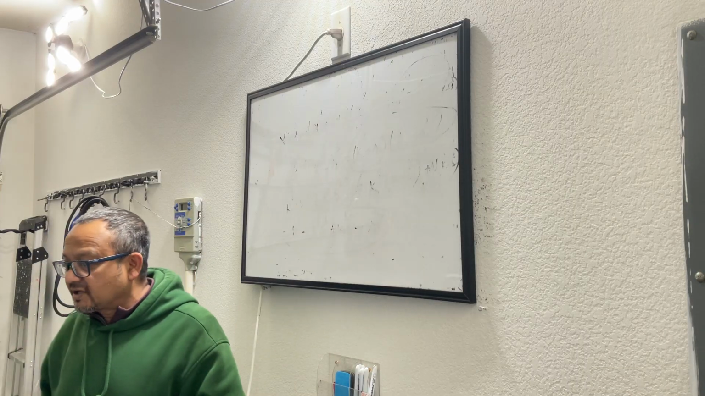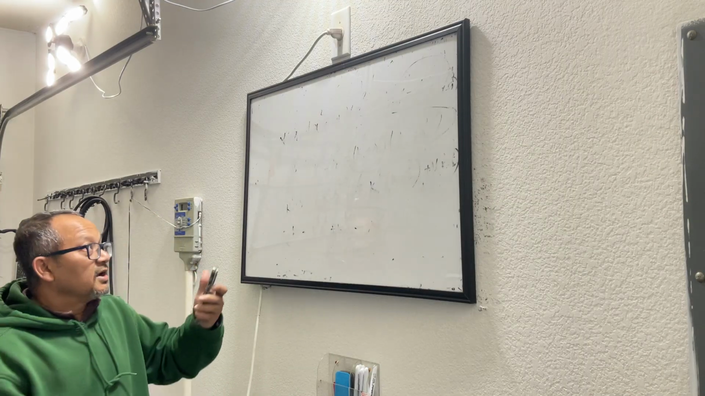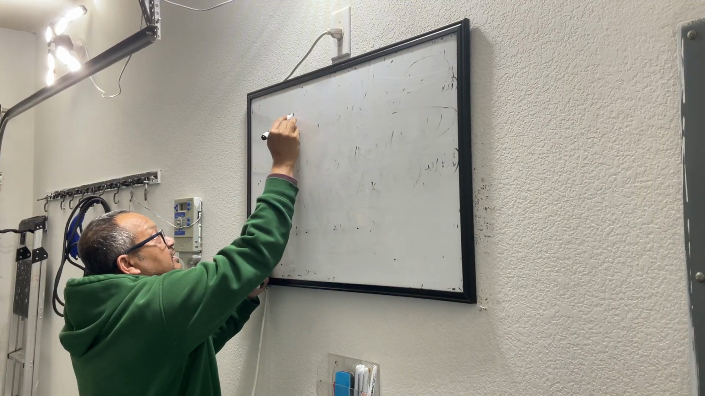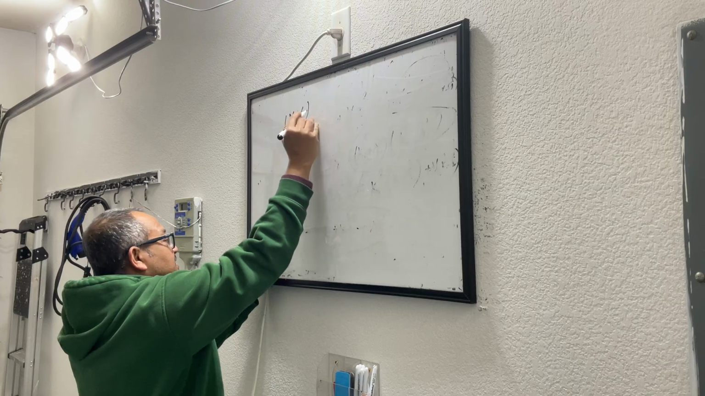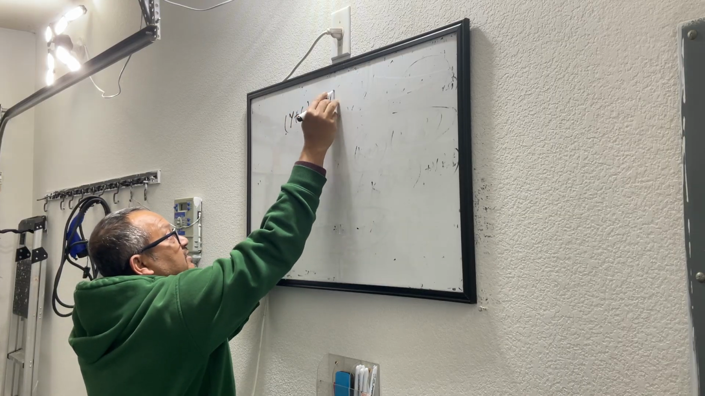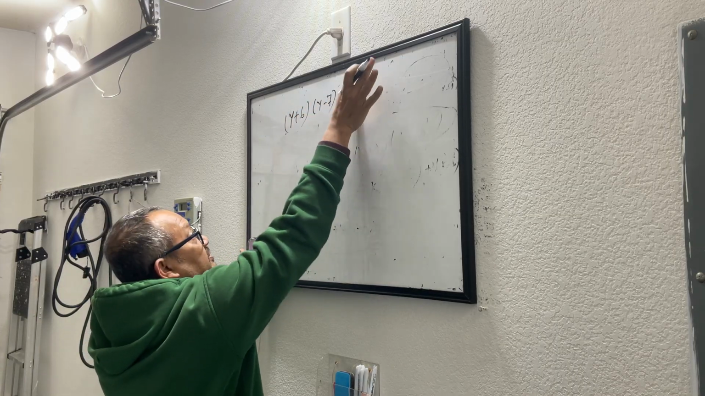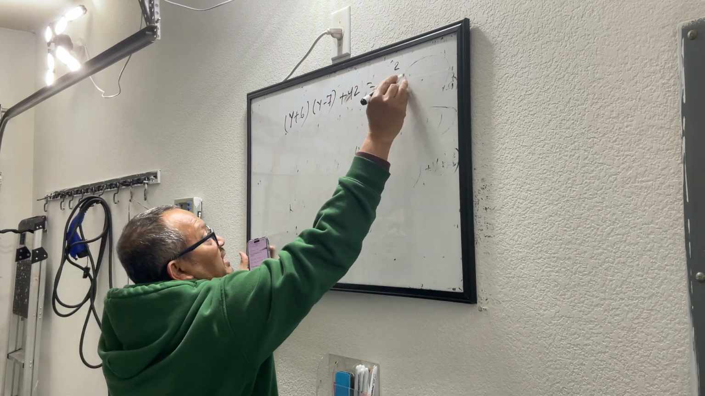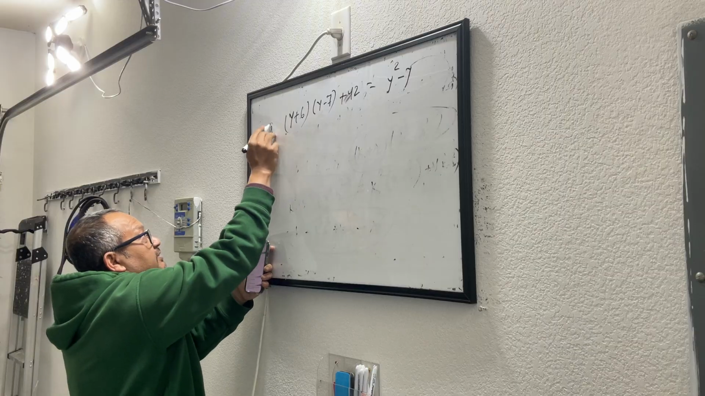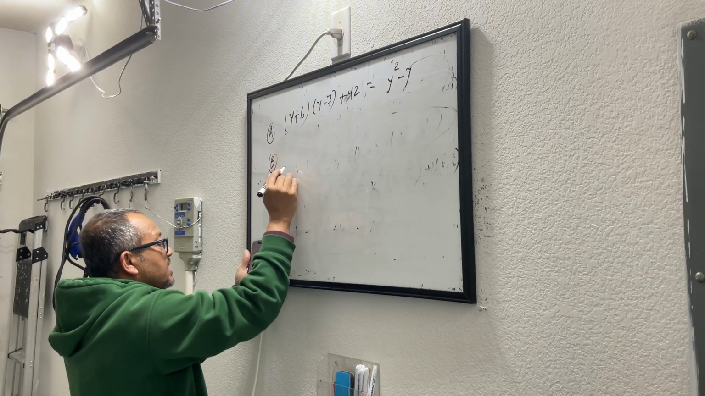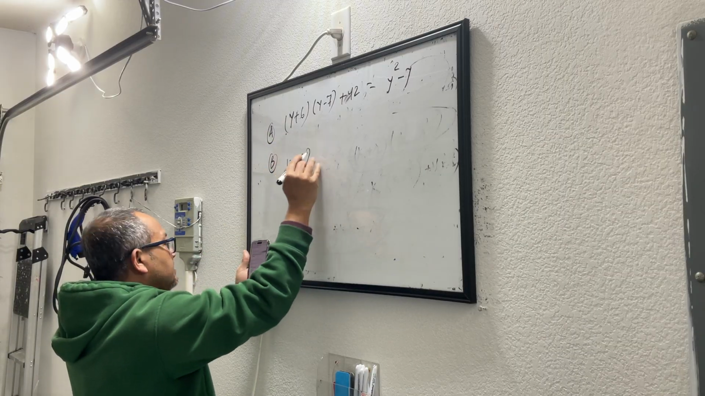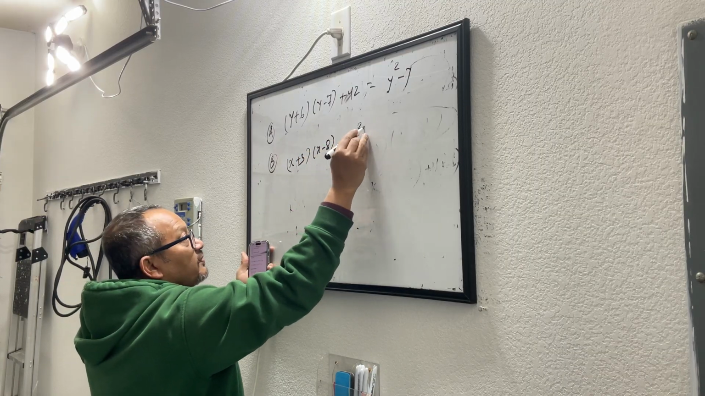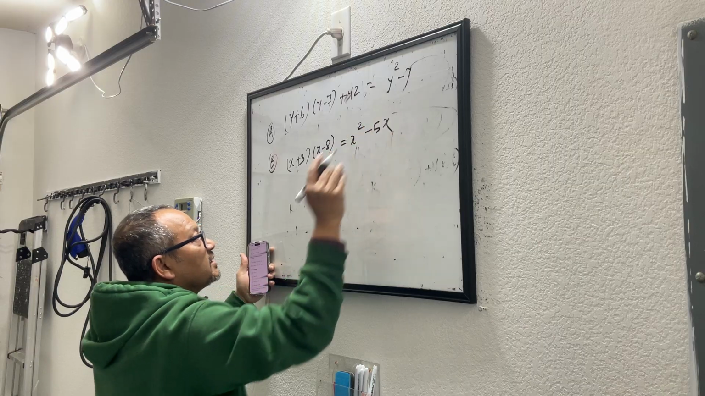Here's the next question. This time I would expect a better performance from everybody, though I will still stay with my statement of not trusting anybody. (y plus 6)(y minus 7) plus 42 equals y square minus y. This is the first equation. The second equation is (x plus 3)(x minus 8) equals x square minus 5x.